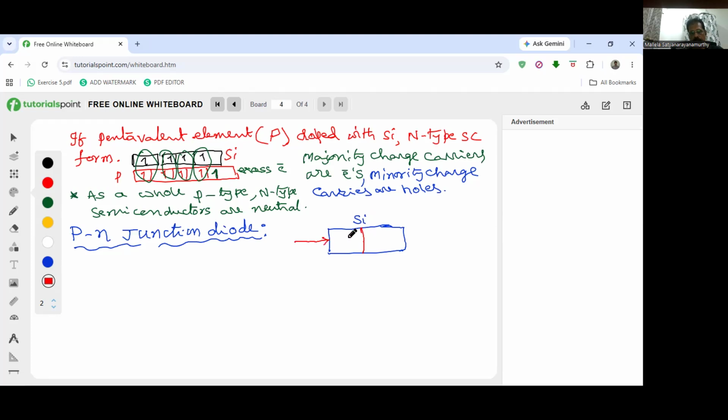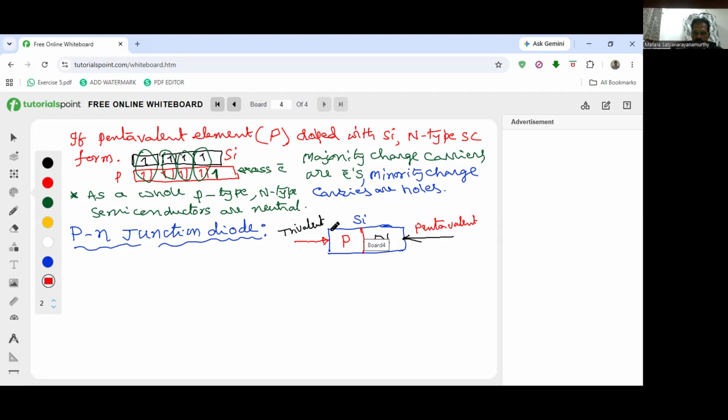One side is doped with a trivalent element, and the other side is doped with a pentavalent element, that means phosphorus. The junction so formed is a PN junction diode.